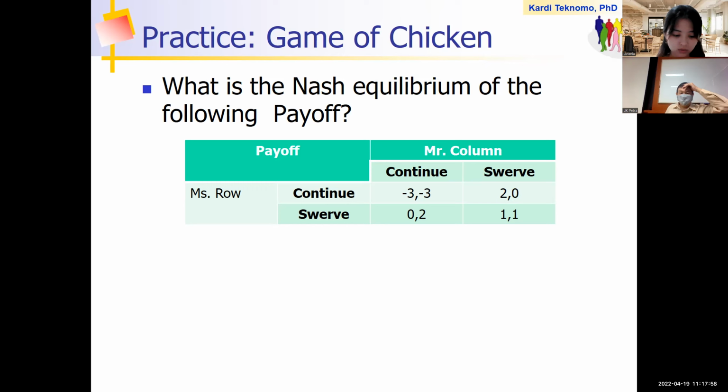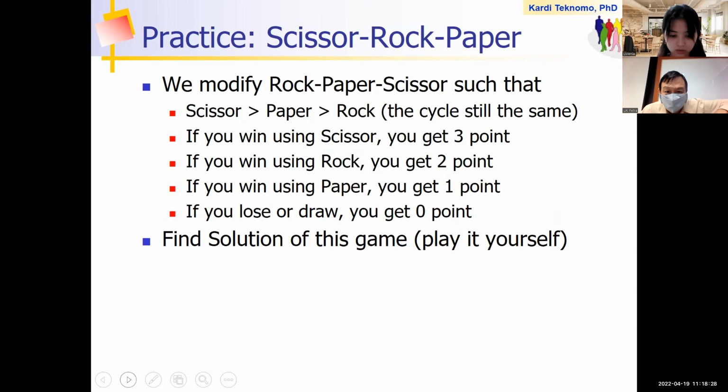Yeah, continue swerve and swerve continue. That's correct. The Pareto optimal is the three of them, right? Yes, because 2 plus 0, and this one is also 1 plus 1. Right, this is the game of chicken Nash equilibrium.